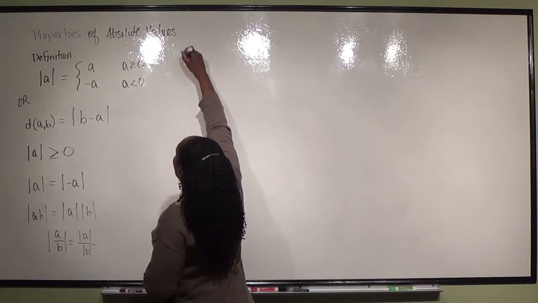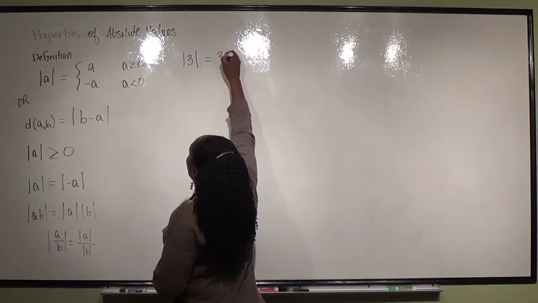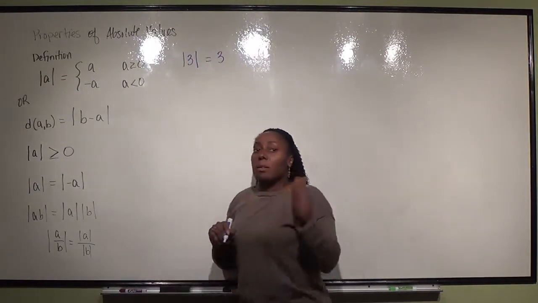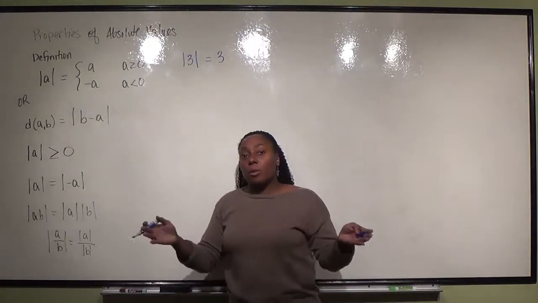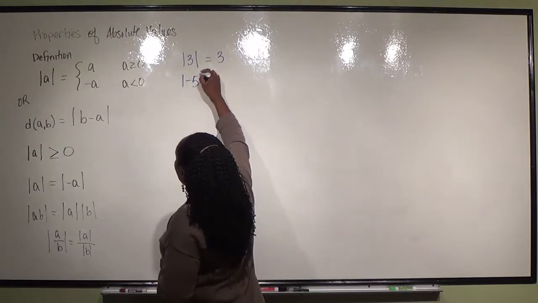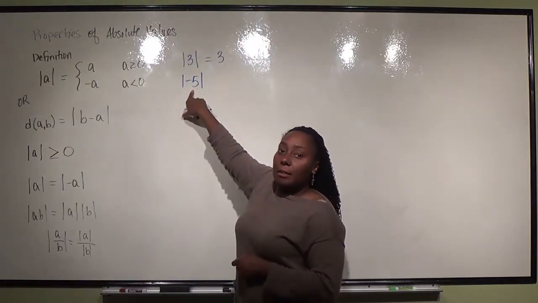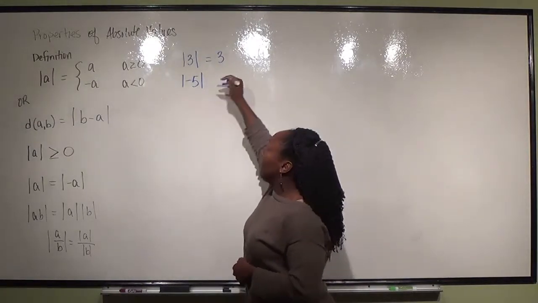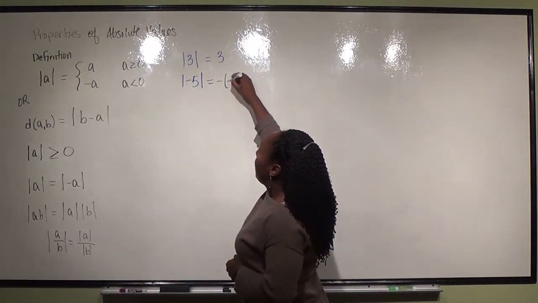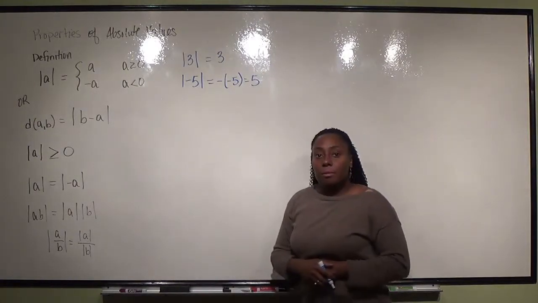So for example, if I'm looking at the absolute value of 3, this is just going to be 3 because it's bigger than 0, so it's just the value of the number. If I'm looking at the absolute value of negative 5, well, negative 5 is less than 0, so we're going to take the negative of negative 5, which is just 5.